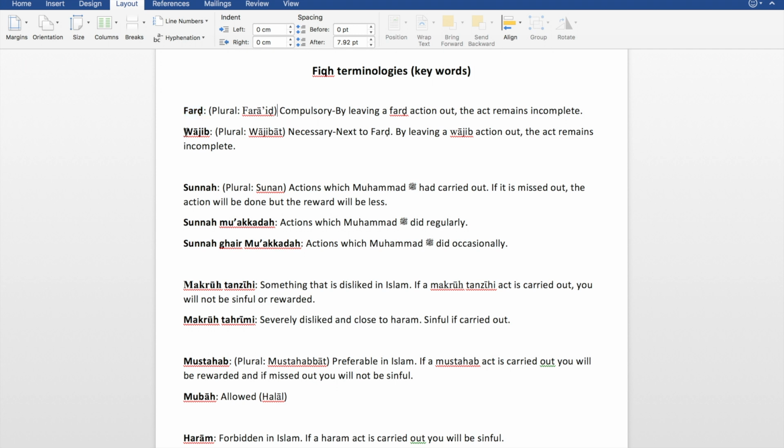Okay, next let's go to wajib. The plural is wajibat, which means necessary, and it's right next to fard. By leaving a wajib action out, the act remains incomplete. But sometimes when you leave a wajib out, you can make up for it later. Fard and wajib is basically the same thing. In terms of having to do them, it's exactly the same. Just like how you have to do a fard, exactly the same way you have to do a wajib as well. There's no difference in terms of that.